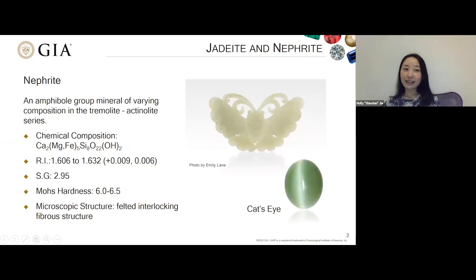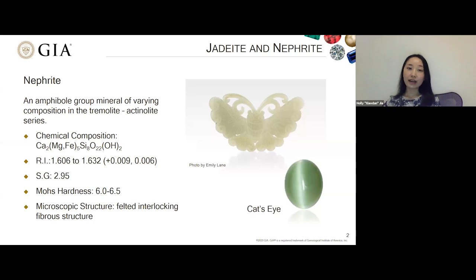So both jadeite and nephrite are silicates, but they're completely different minerals. Nephrite is not exactly a mineralogical term. It is an amphibole of varying composition in the tremolite to actinolite series. So that is rich in calcium and magnesium and iron.